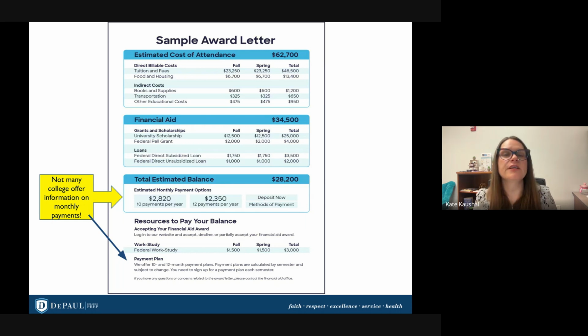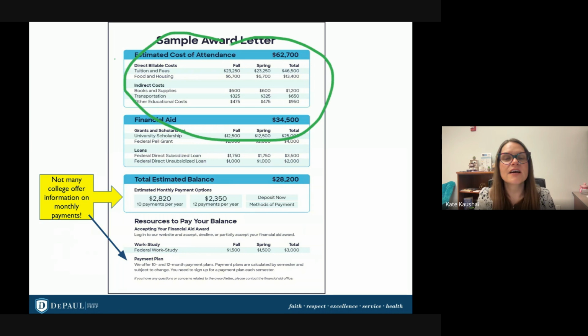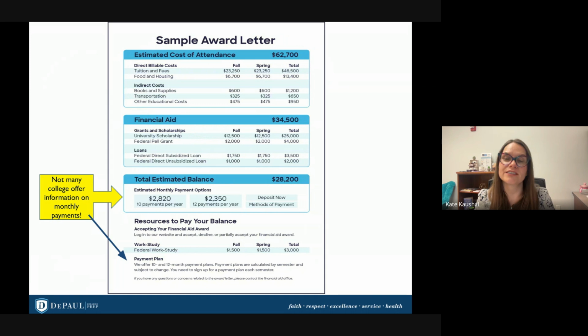Okay, so this is a sample aid award letter that we're going to show you to get started as a baseline. And it's laid out more nicely than some. So at the very top, they have the estimated cost of attendance for us. So we can see that this school costs $62,700. Tuition and fees is $46,000 and food and housing is $13,000.